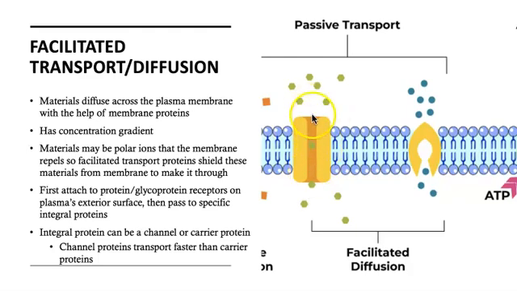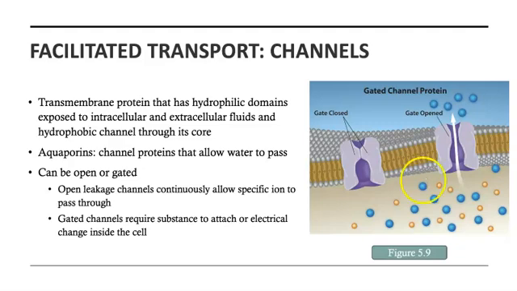They can either be a channel, which you see pictured over here, or a carrier type of protein. The channels are going to allow a faster movement than our carrier ones, but let's talk about what the difference between these two are. So we'll start off with our channels, and these are going to have hydrophilic domains that are exposed to the extracellular fluids, and the hydrophobic channel is through here in the core. We have a couple different examples of this.